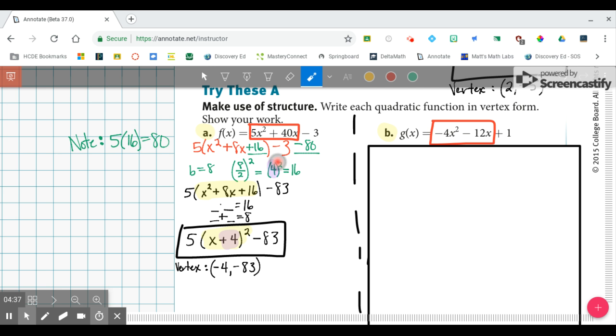So now, inside the parentheses, we have x squared plus 8x plus 16. And outside, with our constants, we have the negative 83. The 5, that leading coefficient, is just out in front. So right here in parentheses, this is a perfect square trinomial.